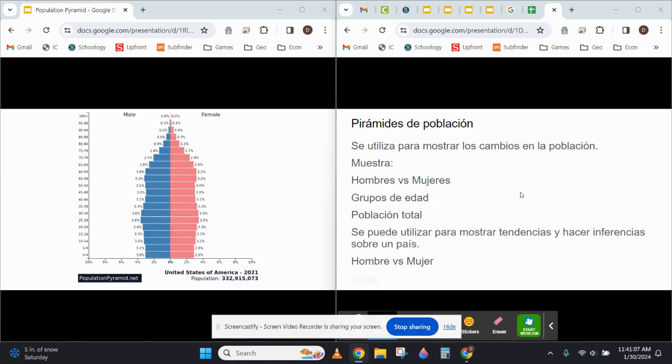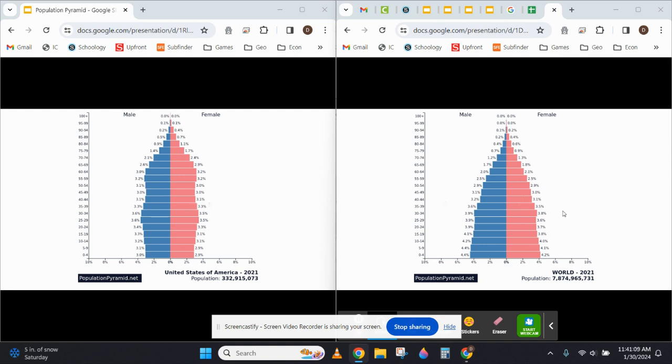Here's the United States population pyramid. You can see we've got 0 to 4, 5 to 9. These are the age groups over here. The bars show percentage. So we can look at what percentage of the U.S. population is between 0 and 4 and is male. Well, it's about 3% of the U.S. population.